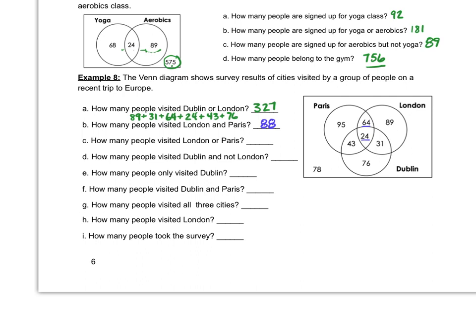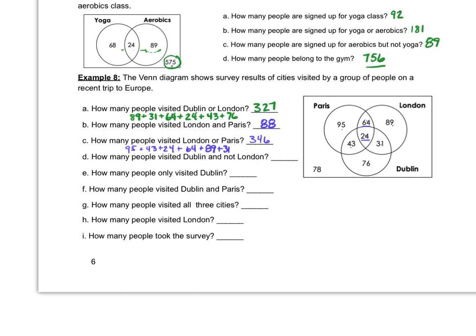How many people visited London or Paris? Now we have an or, so we're going to add all of those up, and it's going to be a larger number. So looks like we have 95, 43, 24, 64, 31, and 81. We add all of those numbers up, we're going to get 346 total. Let's see here, 95, 43, 29, 24, 24, 64, 89, and 31 for a total of 364.